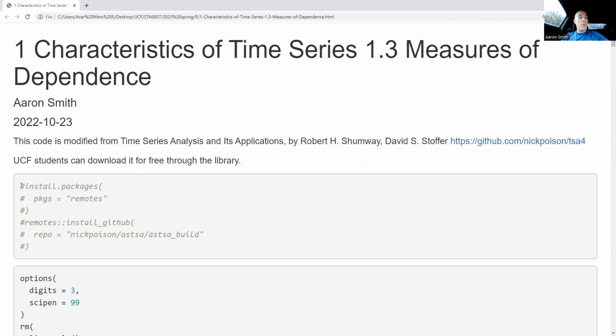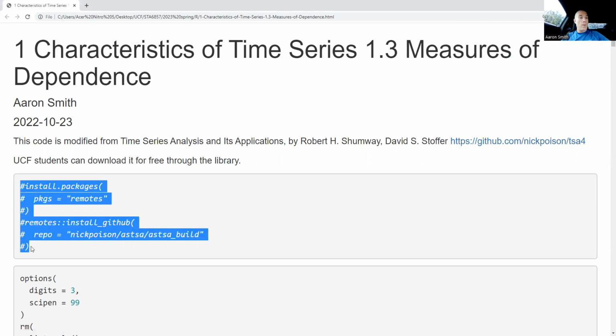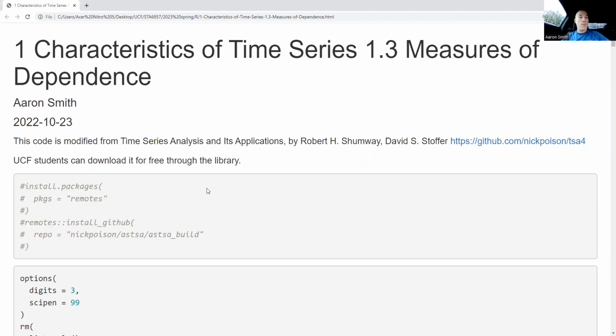And you can download the GitHub package through this code here. I have it commented out. All right, so let's go ahead and dig in. Let's take a look at what we've got going on.